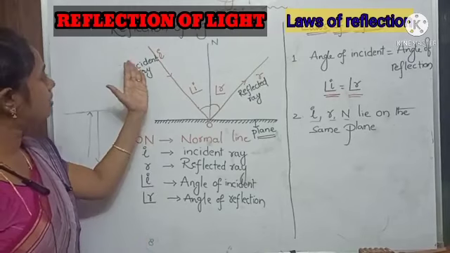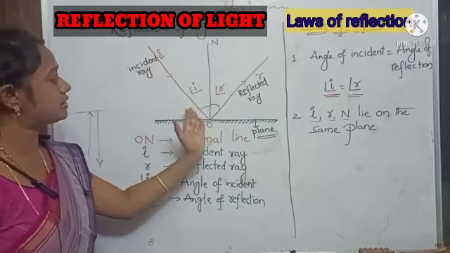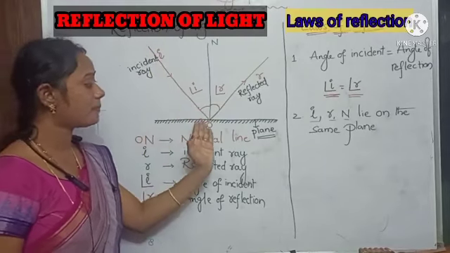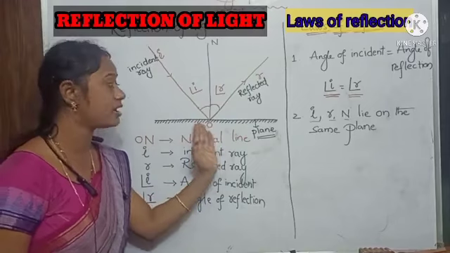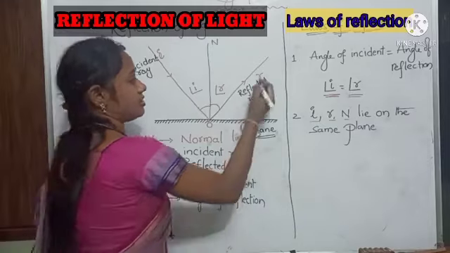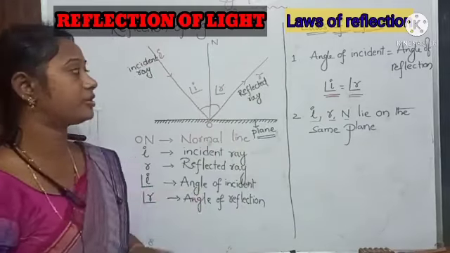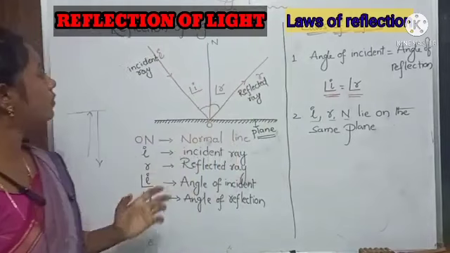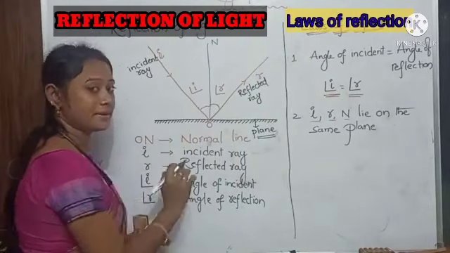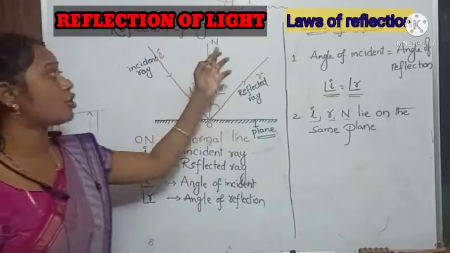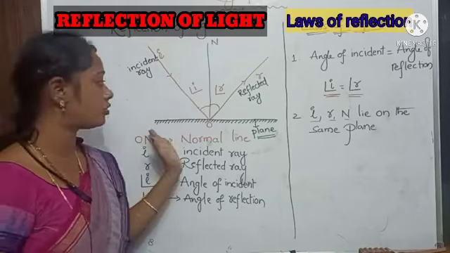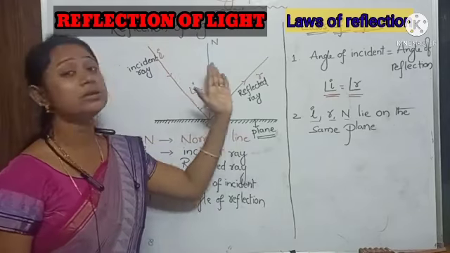Here, I have the incident ray, denoted with I. And what happened? The same incident ray just reflected. That reflected light ray is denoted as R. Now, I have drawn a normal which is perpendicular to the plane. What is meant by normal? Normal is nothing but a perpendicular line drawn on the plane. That is called the normal.